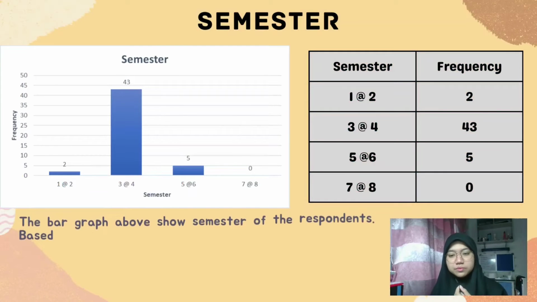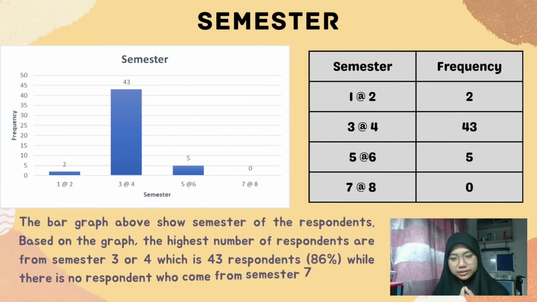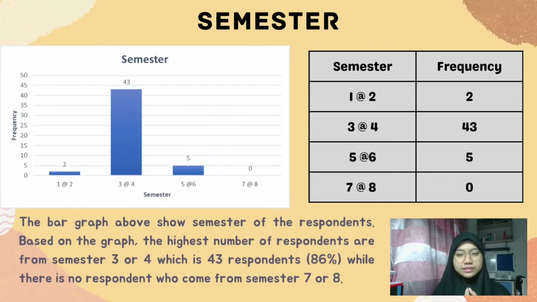The bar graph above shows the semester of the respondents. Based on the graph, the highest number of respondents are from semester 3 or 4, which is 43 respondents, while there is no respondent from semester 7 or 8.